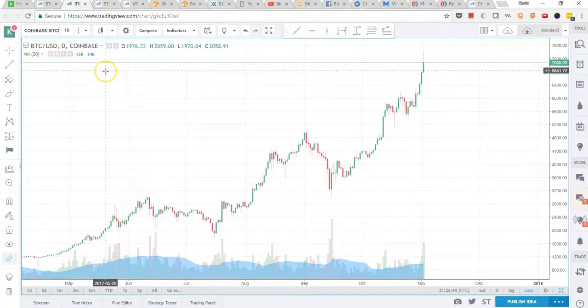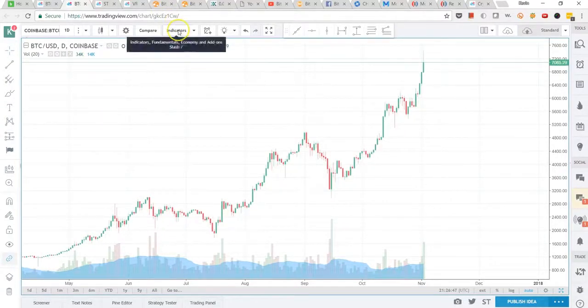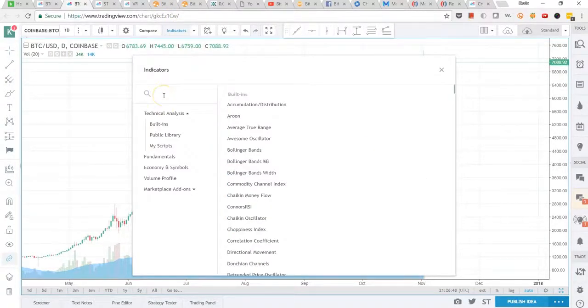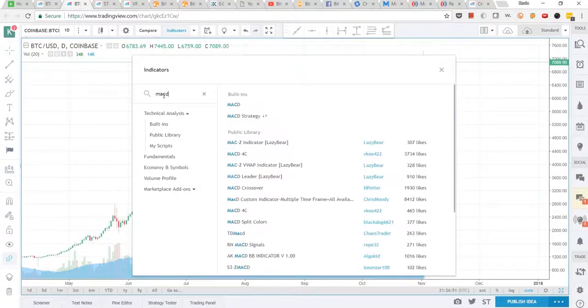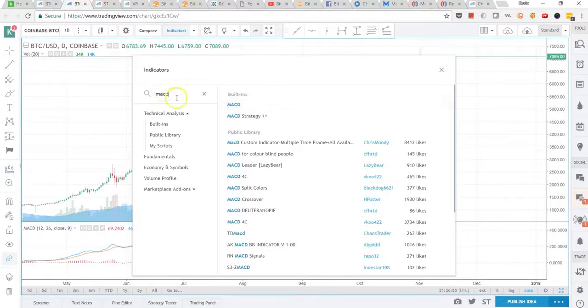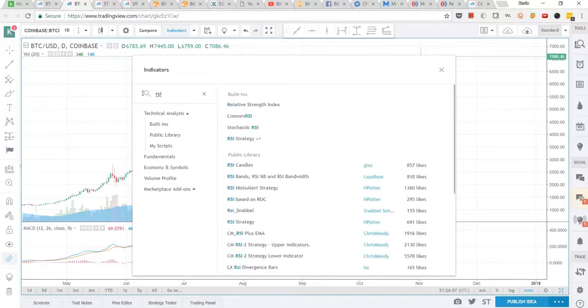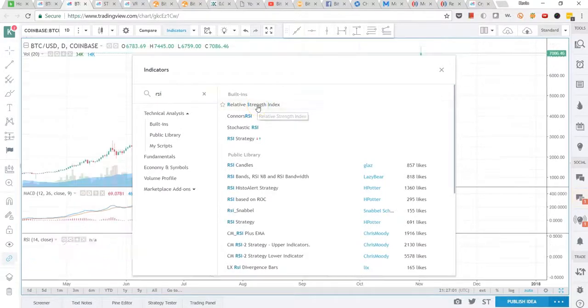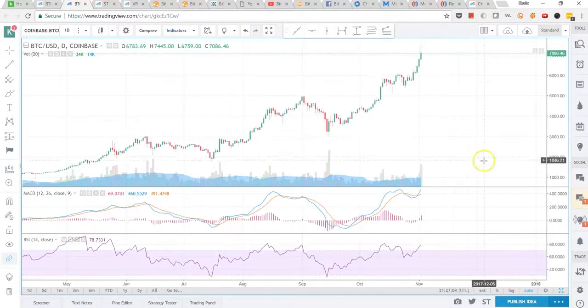And to throw up the indicators on the chart, there's a little indicator box up here. If you click on that, we're going to look for two indicators. So the first one is MACD, M-A-C-D. It's the top one in the list here. Go ahead and click that. And the other one is RSI. If you just type in RSI, it's the very top one, relative strength index. We'll go ahead and throw those up. And now we have our two indicators down here below.